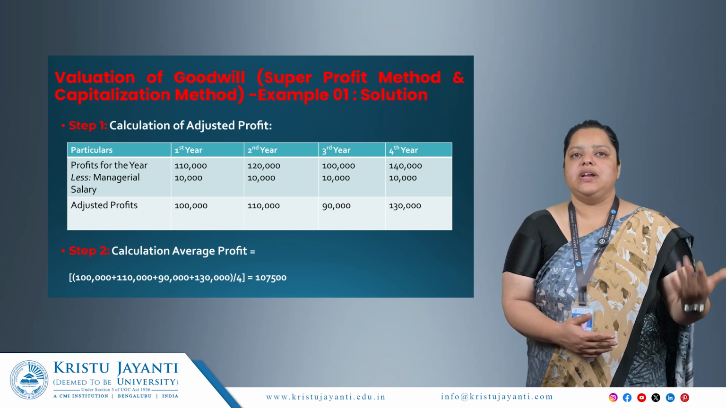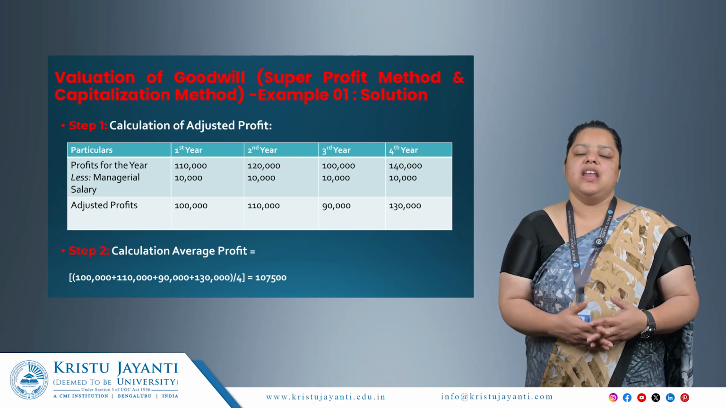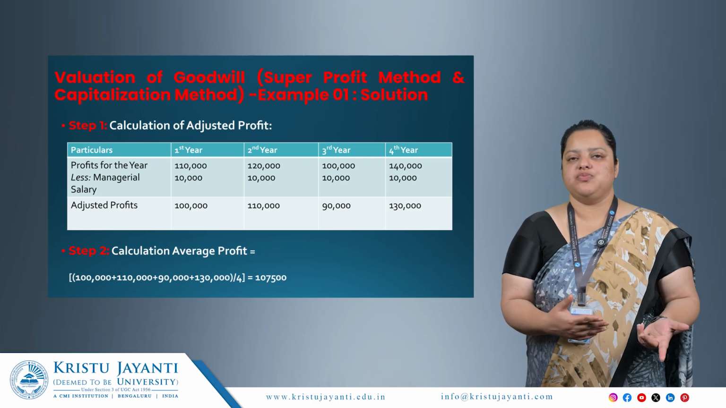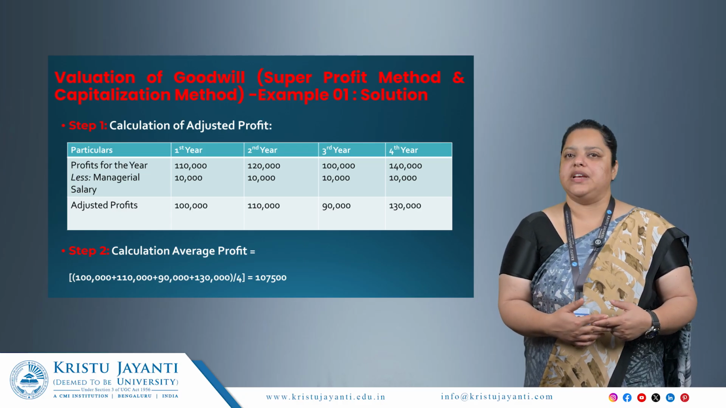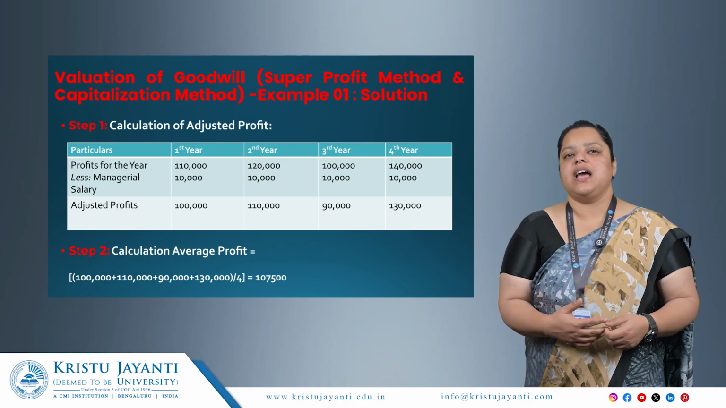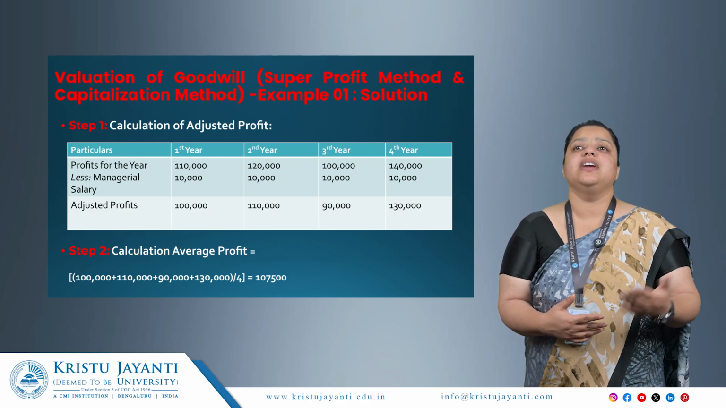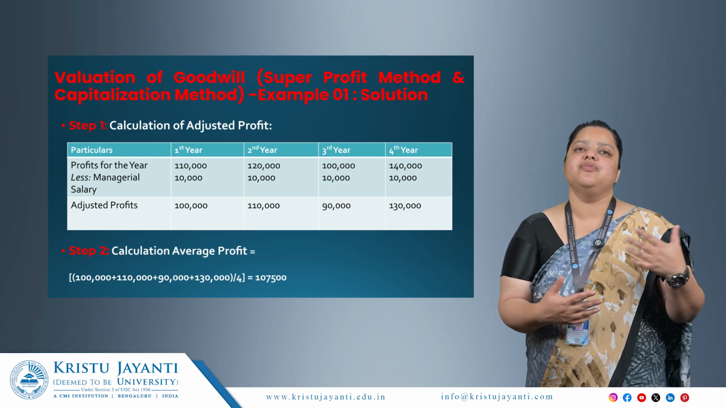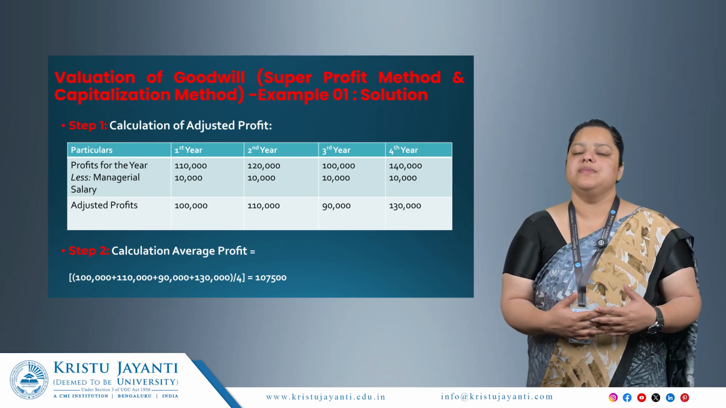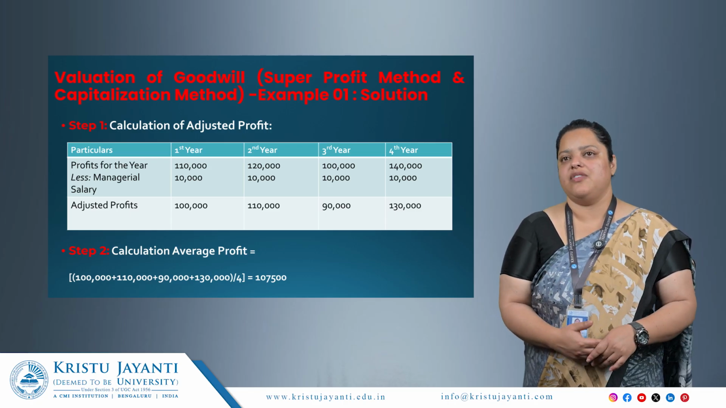After calculating the adjusted profit, next we go with the average profit. To calculate the average profit, we have 2 methods: one is simple average, another is weighted average. After calculating the adjusted profit, we need to see the trend of the profit. If the profit has a fluctuating trend, then we should go ahead with the simple average. But if the profit has an increasing trend, then obviously we should go with the weighted average profit.